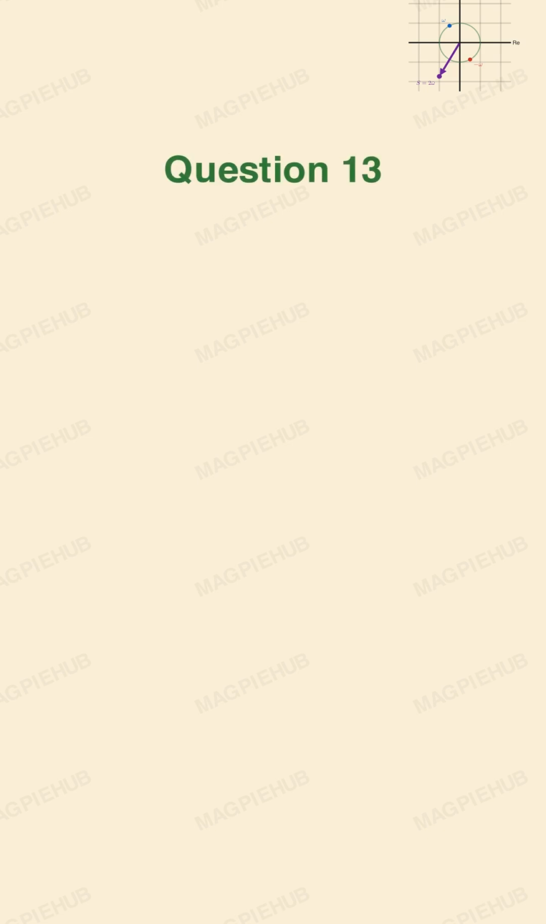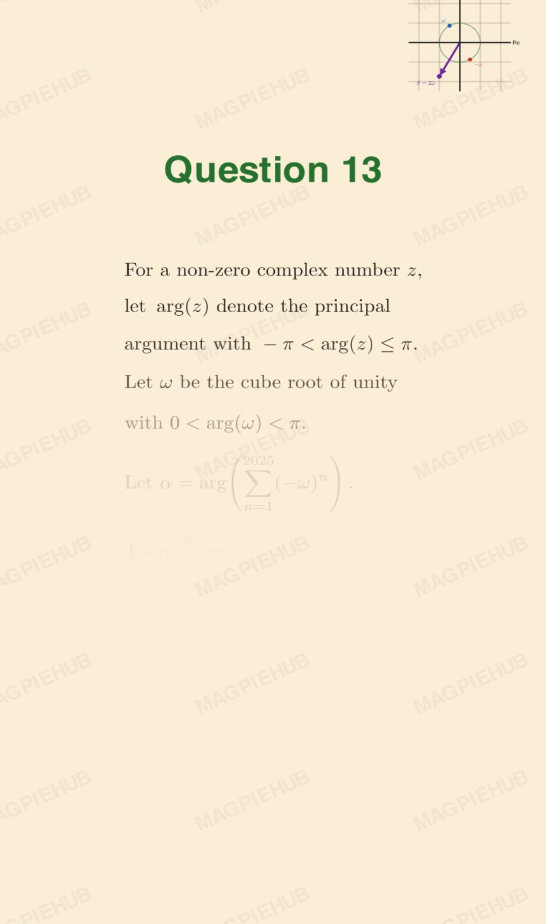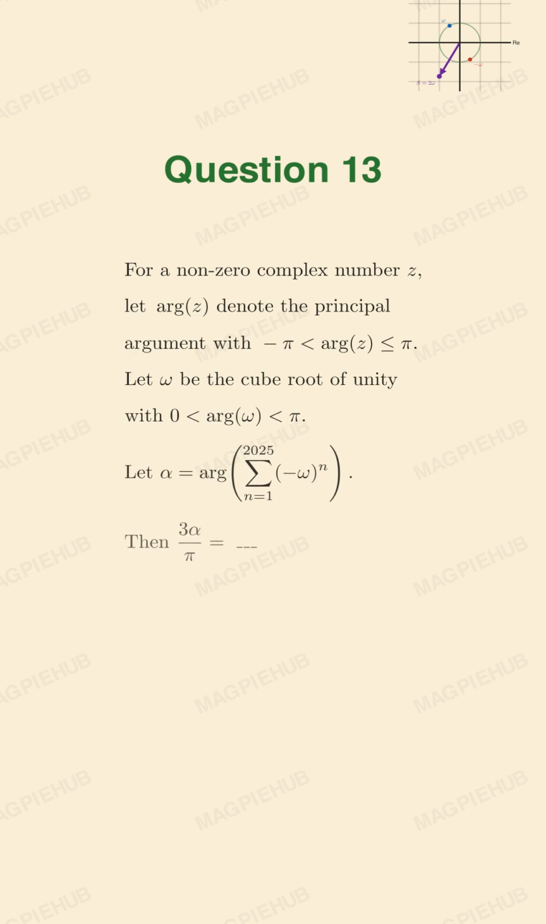Here is the question. For a non-zero complex number z, let arg of z denote the principal argument with minus pi strictly less than arg z less than or equal to pi. Let omega be the cube root of unity with argument between 0 and pi. Let alpha equal the argument of the sum from n equals 1 to 2025 of negative omega raised to the power n. Then find 3 alpha over pi.